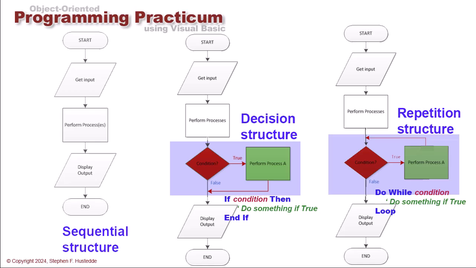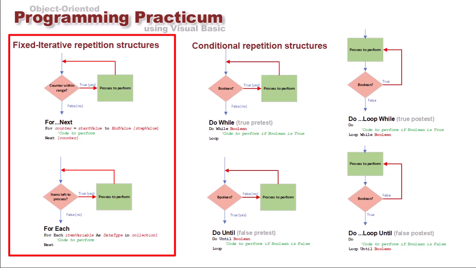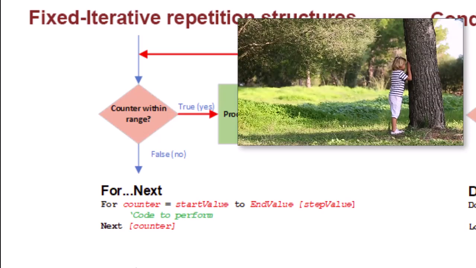Now, just as we had multiple types of decision structures or conditional structures, we also have multiple types of repetition structures. There are two broad categories. One is fixed iterative repetition structures, in which we could actually look at our code and look at the values, and we would know how many times that code is going to execute. It's sort of like in the game of hide and seek, you're going to count from 1 to 100. You're going to repeat that process of counting 100 times.